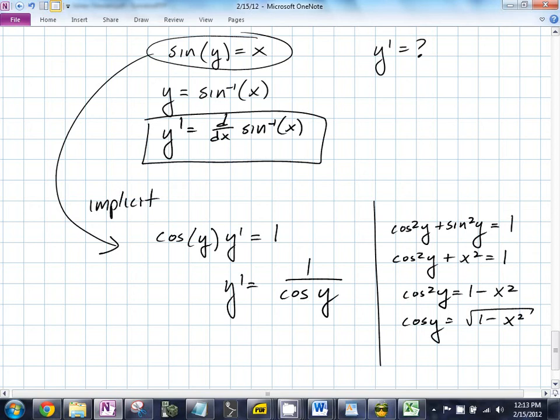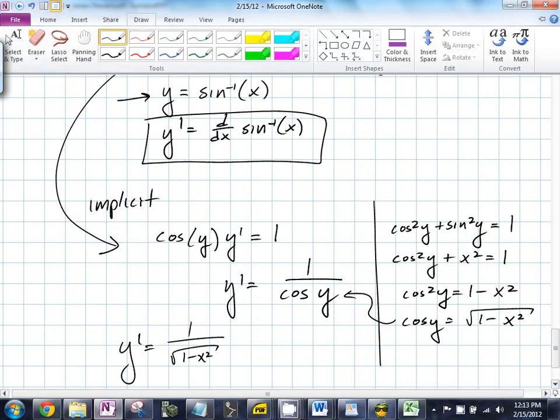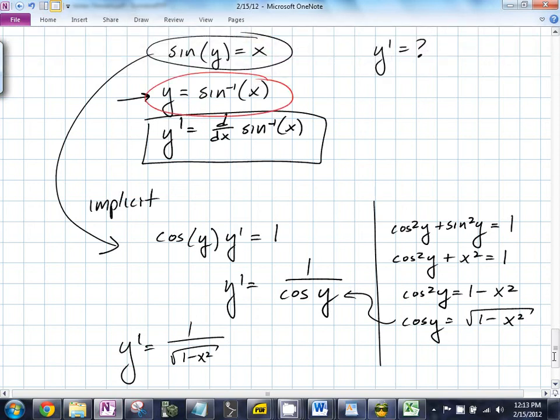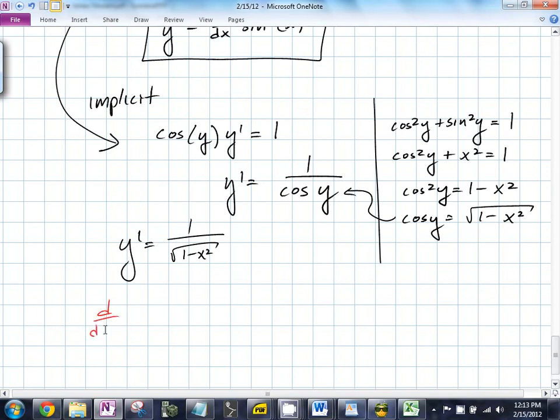We know that cosine y is equal to the square root of 1 minus x squared, so where can we plug that in? So what does y prime equal? 1 over 1 minus x squared to the 1/2. What we just figured out is this, everybody. What do we know y equals? Sine inverse of x, right? So what did we just figure out? The derivative of sine inverse x is equal to 1 over the square root of 1 minus x squared. That is the derivative of sine inverse. That's what you're going to see in your book.